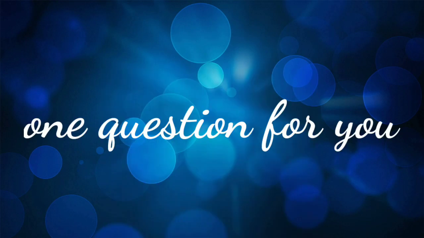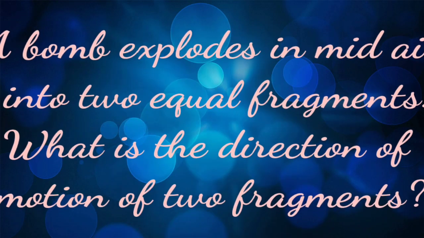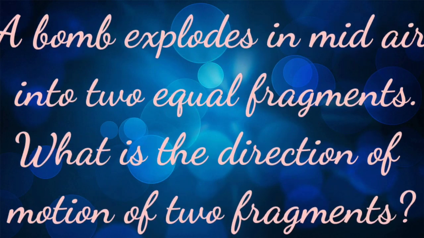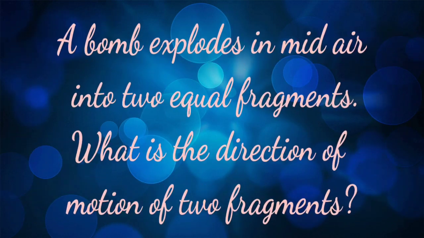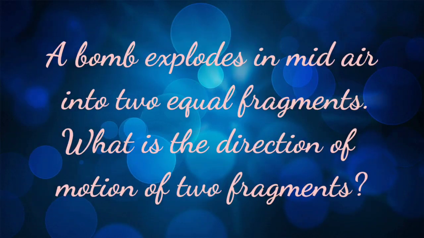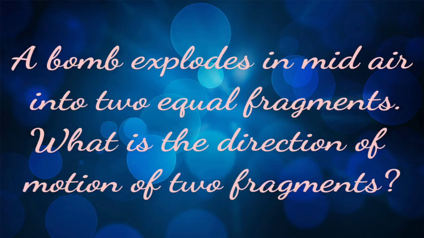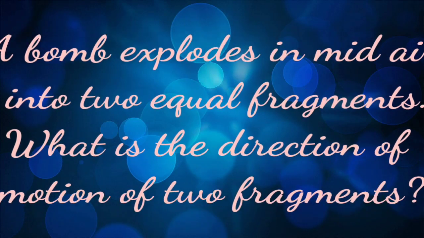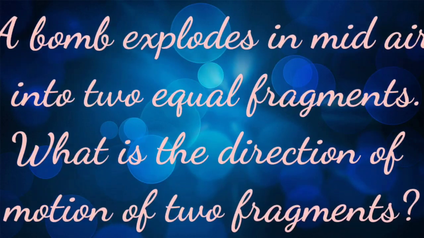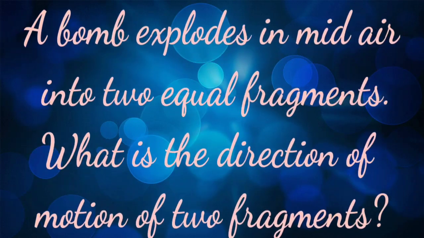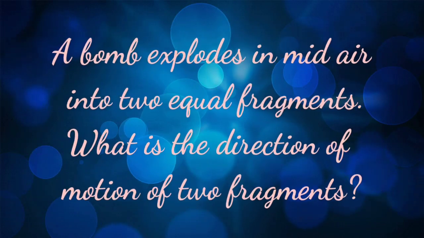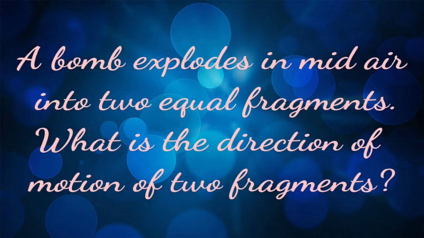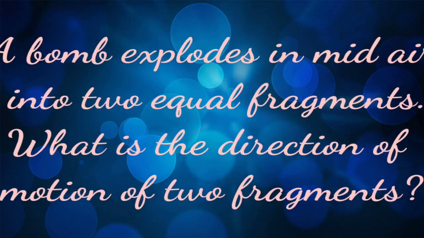Now my dear students, one question for you. A bomb explodes in mid-air into two equal fragments. What is the direction of motion of the two fragments? Think about it, students, think. Let me tell you. Actually, students, when a bomb explodes in mid-air into two equal fragments, the two equal fragments move in opposite directions to conserve the linear momentum.